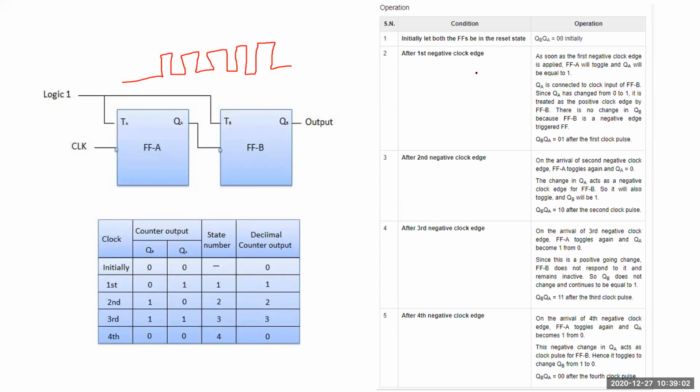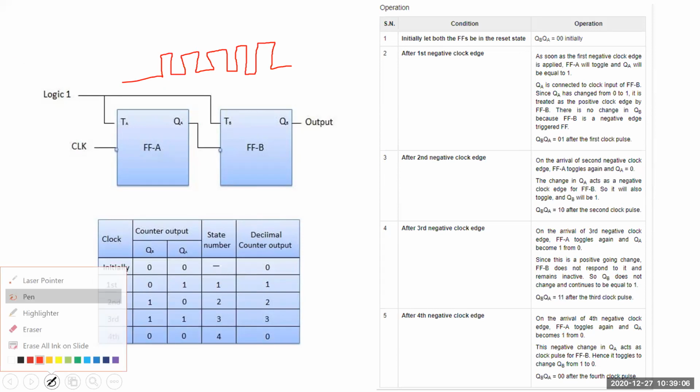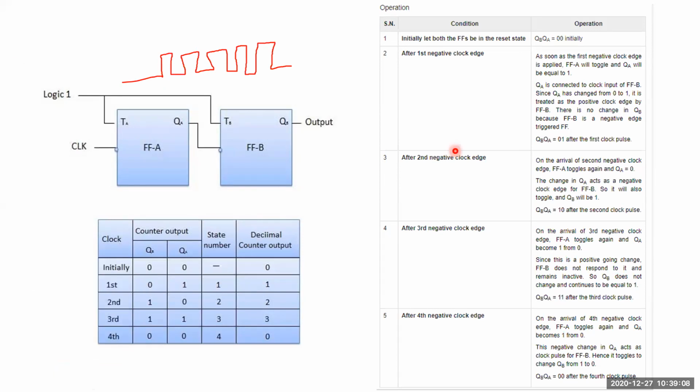So see now, when the first negative clock edge arrives at flip flop A, what happens? As soon as the first negative clock edge arrives, flip flop A will toggle and QA will be equal to 1. Whenever flip flop A toggles, the output of this one will be equal to 1.